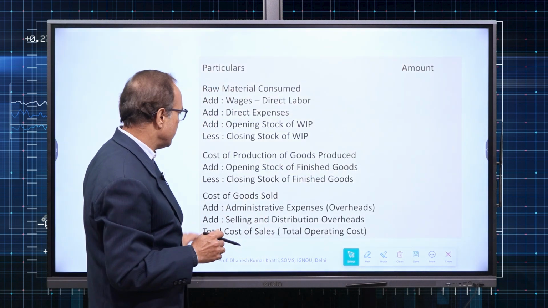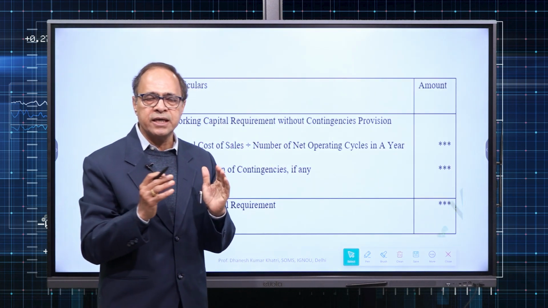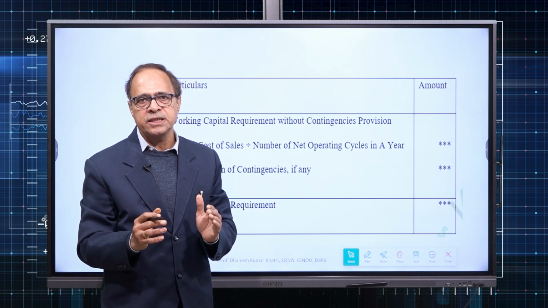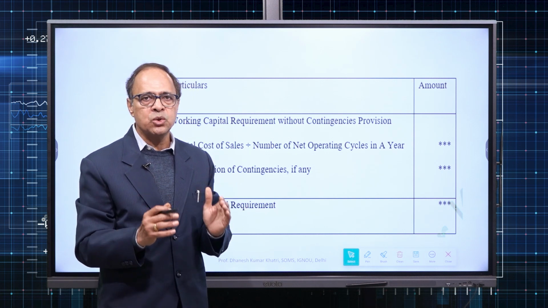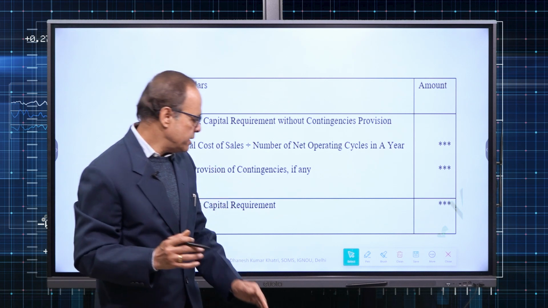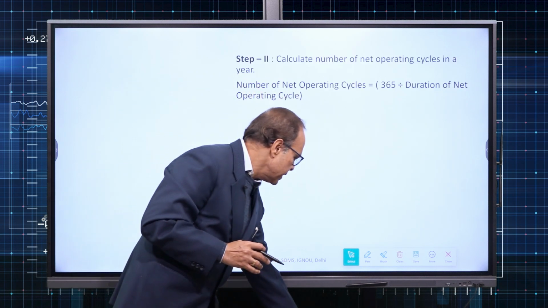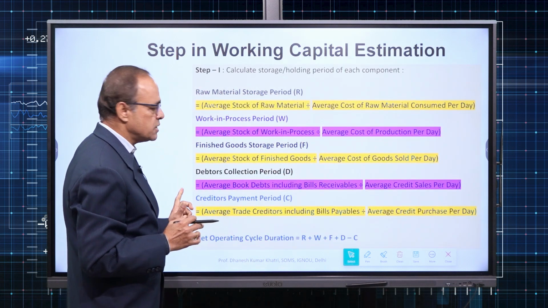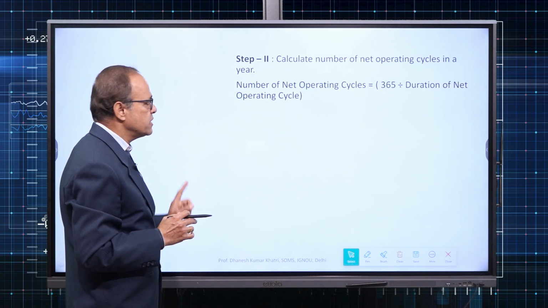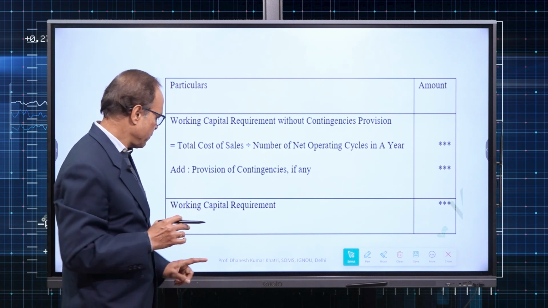So, step number 1 was estimation of operating cycle duration, definitely net operating cycle duration. Step number 2, calculate how many net operating cycles will be there in a year. So, this is step number 1, this is step number 2, and this is step number 3.